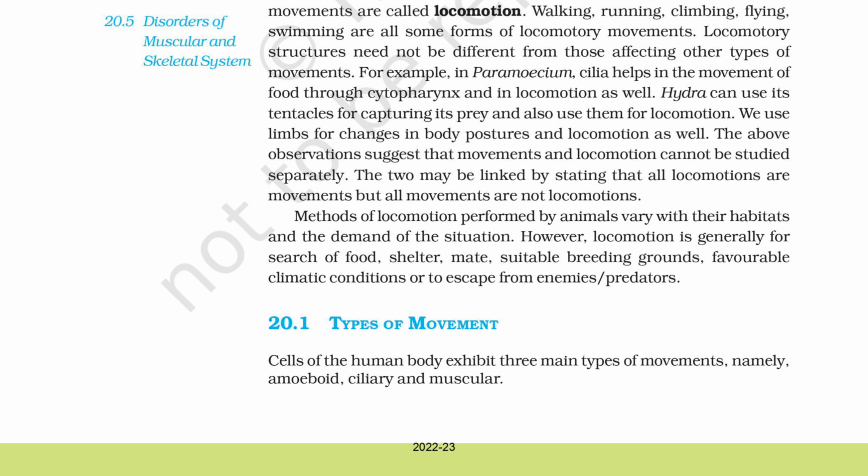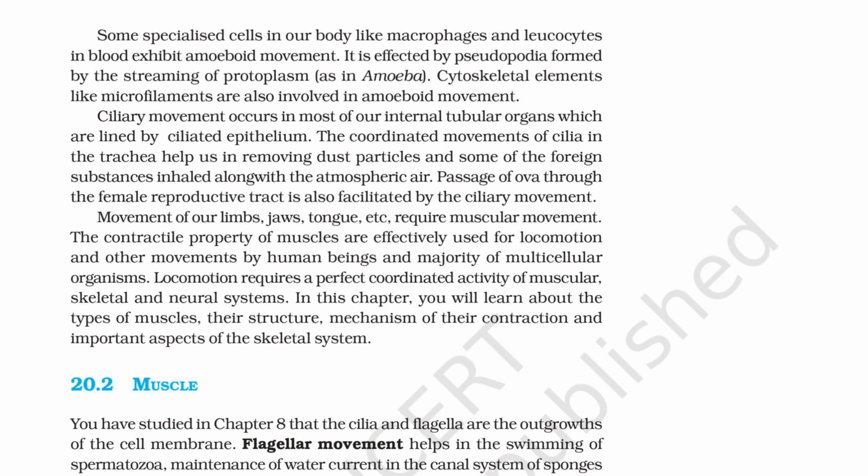Types of movement. Cells of the human body exhibit three main types of movements, namely, amoeboid, ciliary and muscular. Some specialized cells in our body like macrophages and leukocytes in blood exhibit amoeboid movement. It is affected by pseudopodia formed by the streaming of protoplasm, as in amoeba. Cytoskeletal elements like microfilaments are also involved in amoeboid movement.